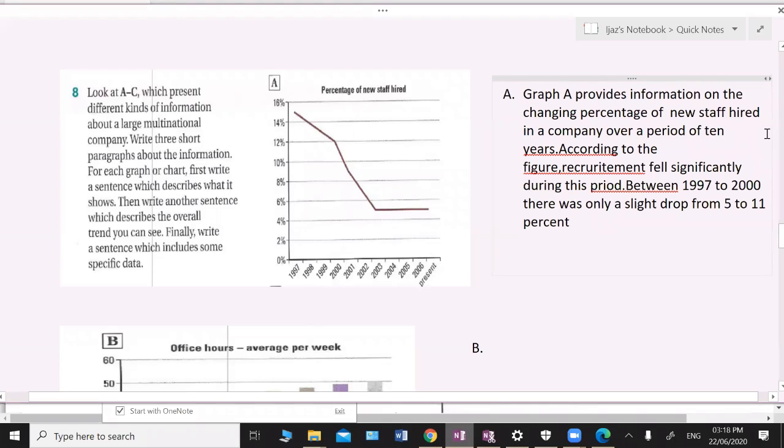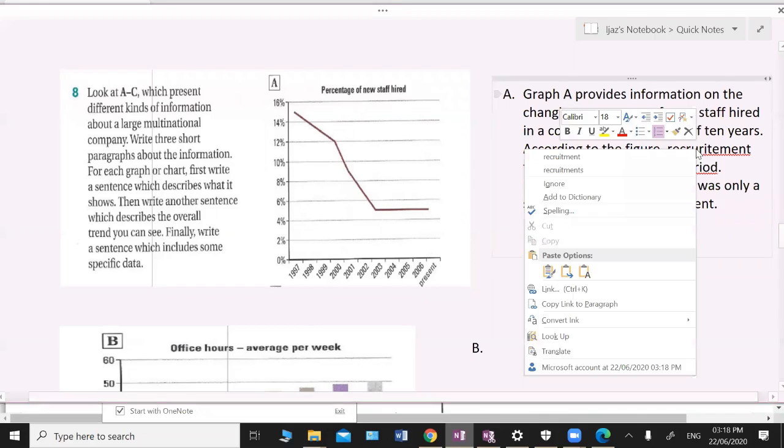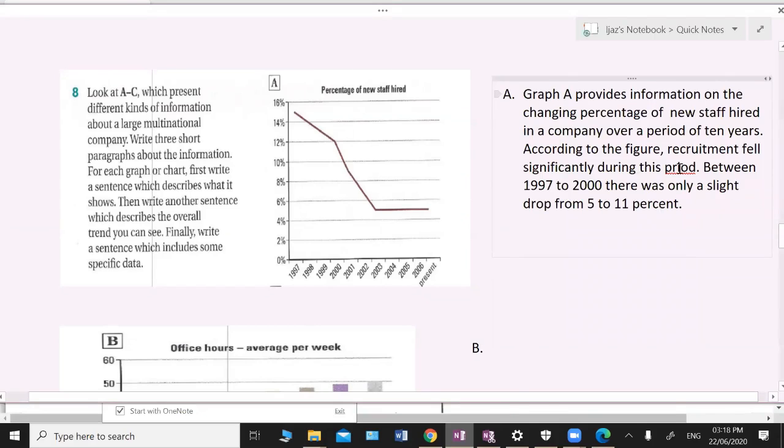Yeah, we will write that. It needs just 3 sentences now. So I am happy that you understand what this graph is about. The first sentence is what the graph is about. One sentence is about what it overall explains. Only a slight drop from 5 to 11%.